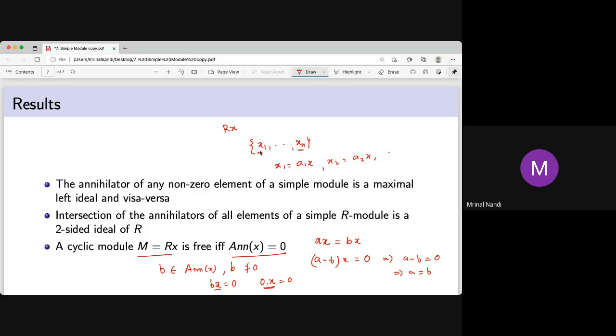And this cannot be independent, because if a1 equal to a2, then x1 equal to x2. If x1 is not equal to x2, that means a1 is not equal to a2. And since a1 is not equal to a2, this can be independent. So like that, because a2 x1 equal to a1 x2.